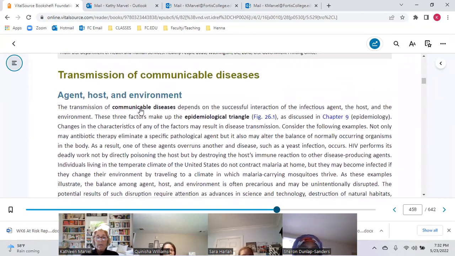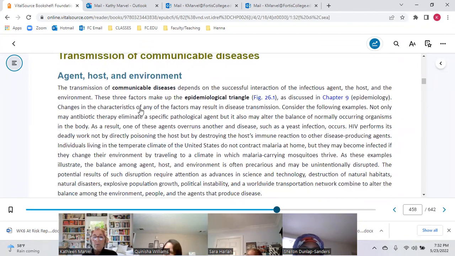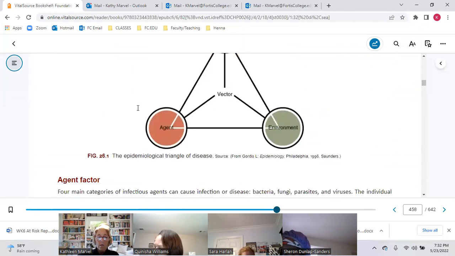Okay, we've already talked about the transmission, right? We know what an agent, host, and environment is, right? We know that the transmission of any communicable disease depends on how that agent, host, and environment all interact. Changes in the characteristics of any of those agent, host, environment will result in some kind of disease transmission, whether it's not serious, whether it is serious, depends on how all those 3 interact.